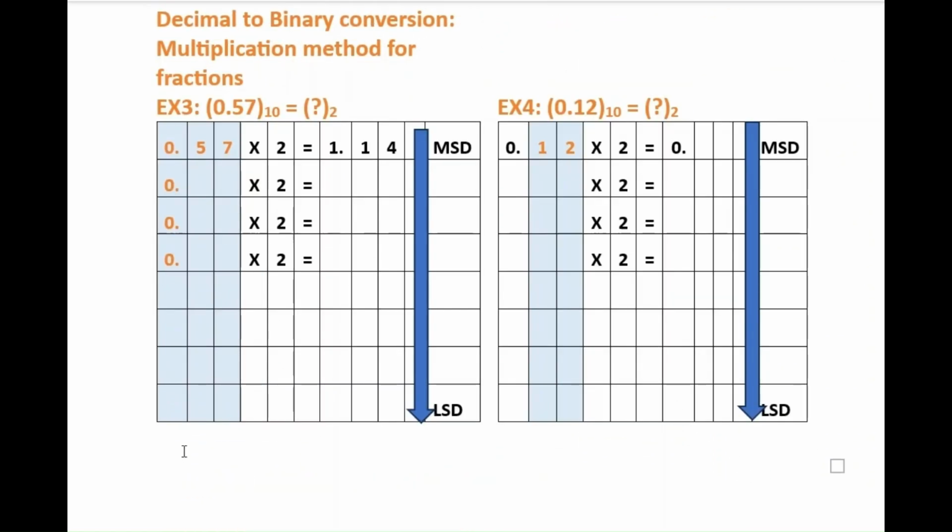Now we'll be converting decimal fraction to binary fraction by the multiplication method. First example is 0.57 in decimal. So we'll be multiplying it by 2 and the result is 1.14. Next time we will be multiplying only the fraction 0.14 by 2 and we are getting 0.28.